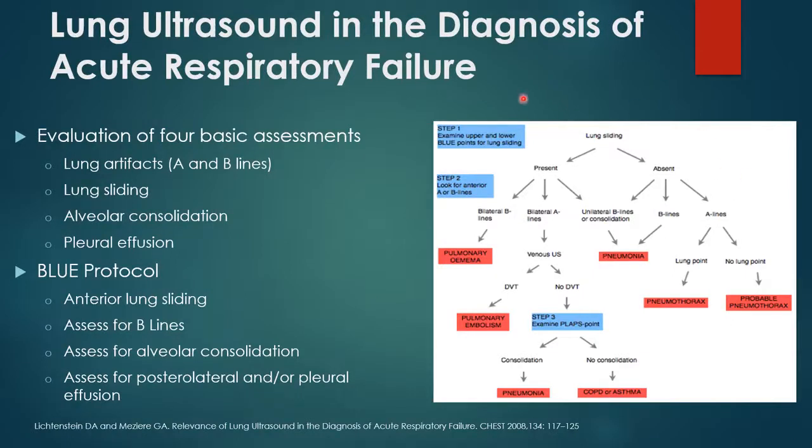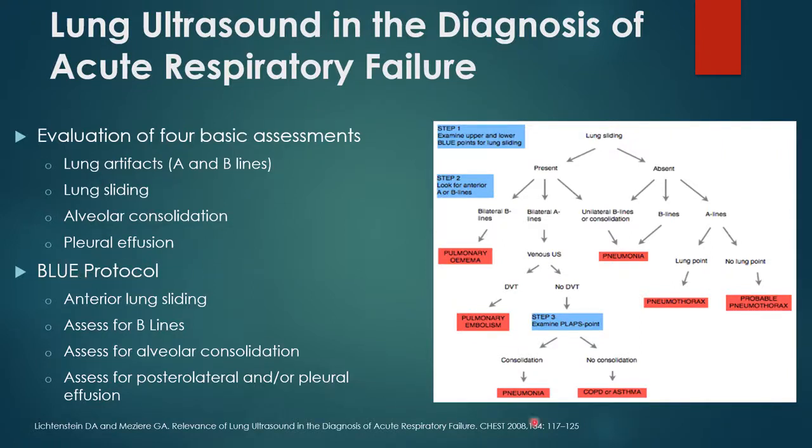Lung ultrasound in the diagnosis of acute respiratory failure has been talked about a lot with Lichtenstein and his colleagues in Chest about 12 years ago. Lung ultrasound has been around since about 1993, 1994, especially in the emergency department. But you're evaluating 4 basic assessments, which are the lung artifacts we talked about, the A and B lines, sliding, which is giving you a good idea about pneumothorax and some other issues, and pleural effusion, which is basically an anechoic region in the subphrenic area right above the diaphragm, which we'll show you and demonstrate in a moment.